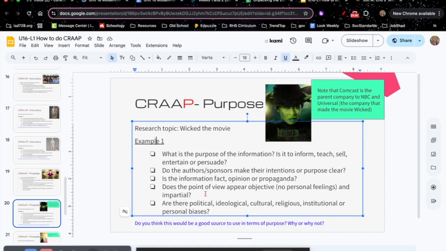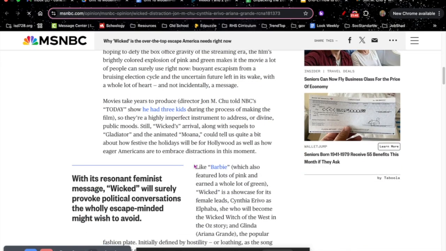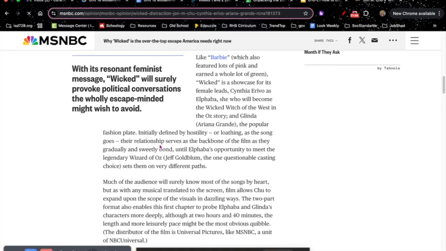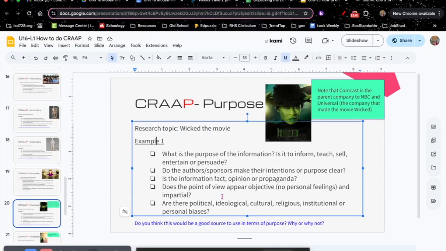Do the authors or sponsors make their intention or purpose clear? The one thing that I do like about this article is that it does say that the distributor of the film is Universal Pictures, like MSNBC, a unit of NBC Universal. So they do state that their companies are linked. So that's good at least.